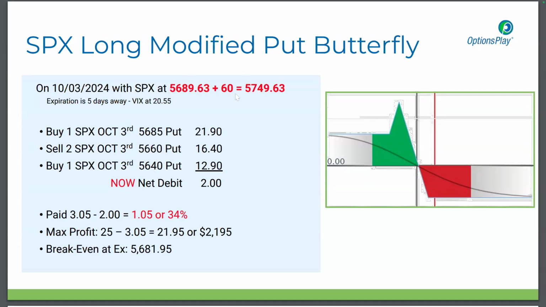The market went up 1%, which is really 57 points, but we'll call it 60. And it's now at 5749.63. So I adjusted my trade. I went down and looked, even though we have the same strikes here, I went down and just adjusted it and got real pricing based off of this.